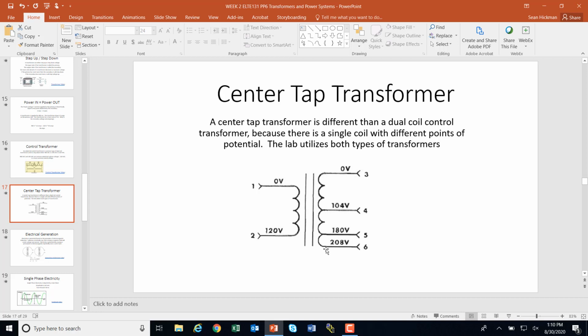Notice there's not many coils here. You could get 28 volts. Or between 4 and 6, you could get 104 volts. Or between 4 and 5, if you subtract these right here, you could get 76 volts. Or you could get 180 volts.